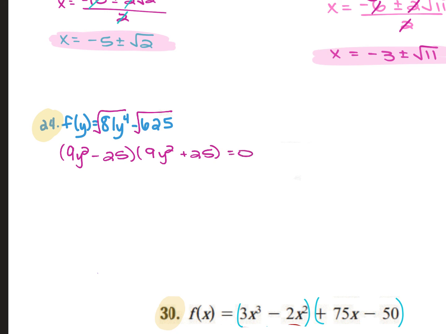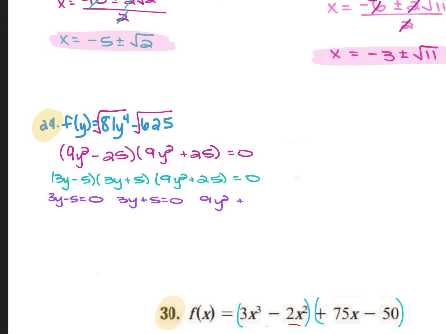You can continue to factor that 9y squared minus 25. This is going to give you 3y minus 5 times 3y plus 5. And then you still have the 9y squared plus 25, because that is not a difference of squares, so you cannot factor that one. Now that we have this completely factored, we can set each part equal to 0 and then solve each part. So this is going to give you 3y minus 5 is equal to 0, 3y plus 5 is equal to 0, as well as 9y squared plus 25 is equal to 0.